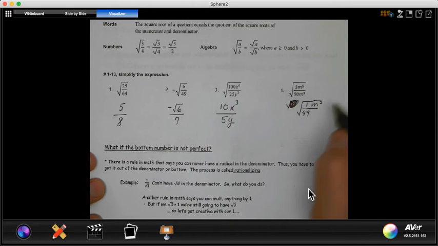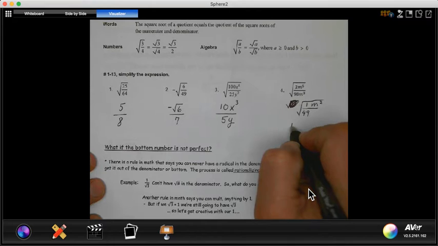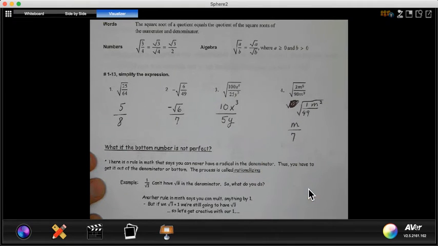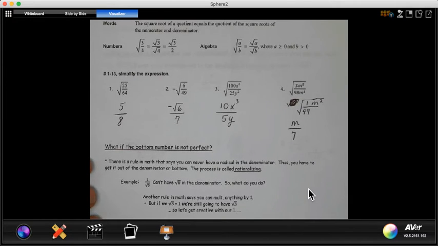So then we can square root the top and the bottom. Square root of 1 is 1, and the square root of m squared is m. And the square root of 49 is 7. So that simplifies to m over 7.